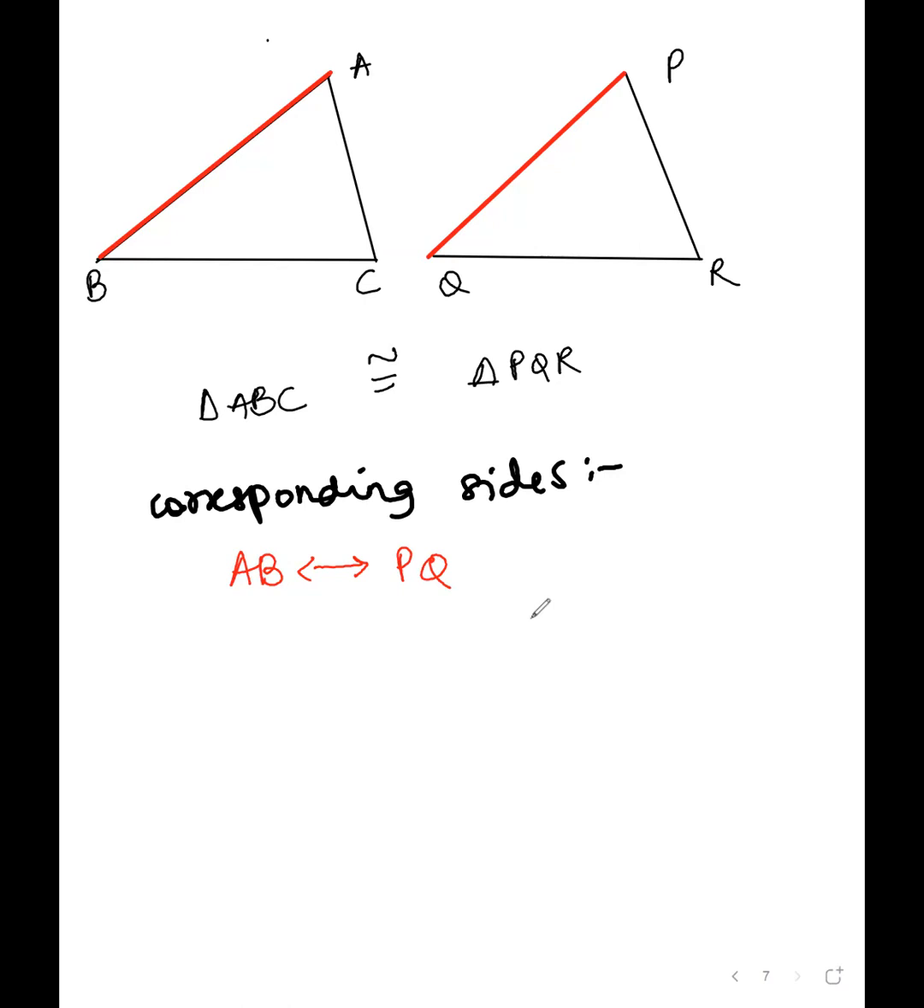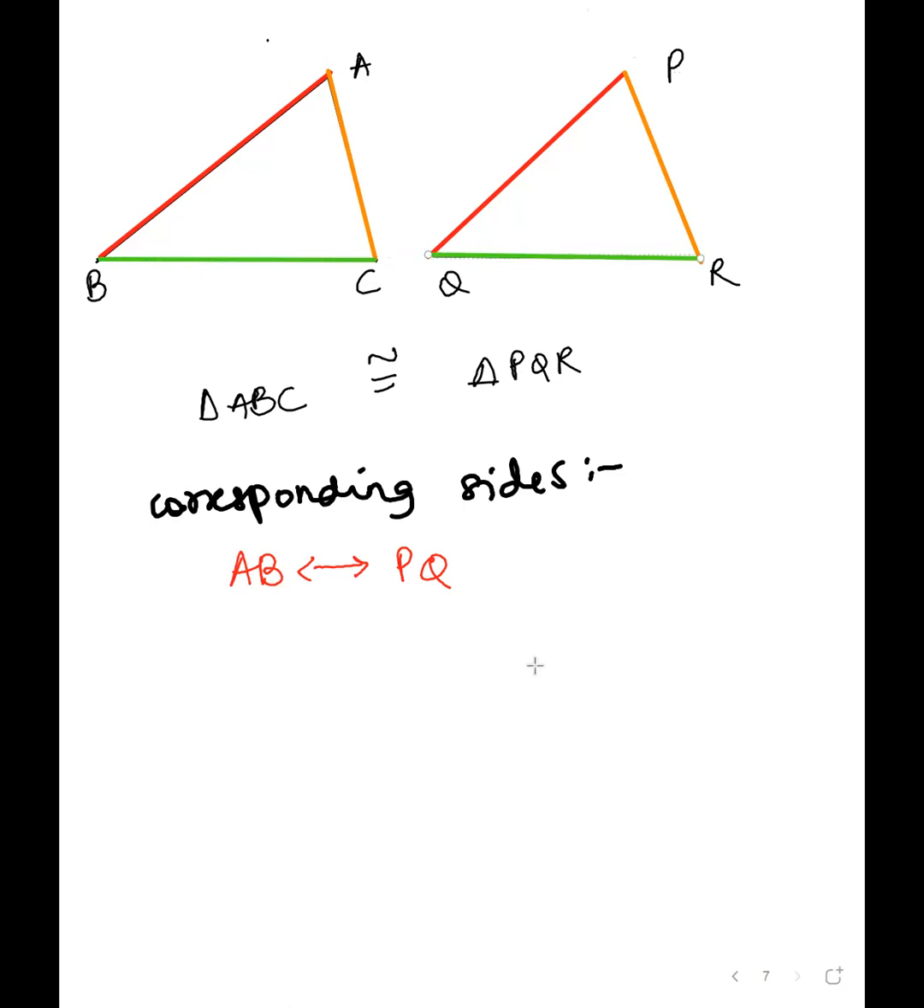Then it will be PUR. Sorry, AC is corresponding to PR. Very good. Let me write it. Are you writing it in your notebook the way that I have written it over here? AB is corresponding to PQ. Yeah, write it like that. AC is corresponding to PR. Next. BC is corresponding to QR. Very good. The side BC is corresponding to the side QR.